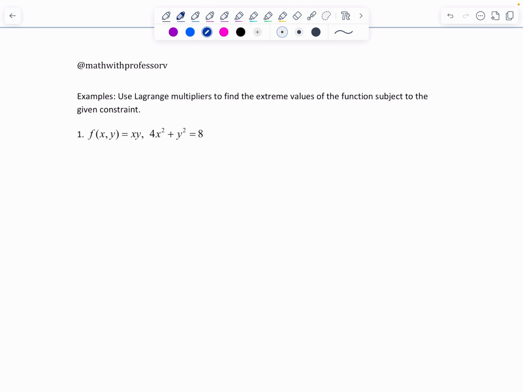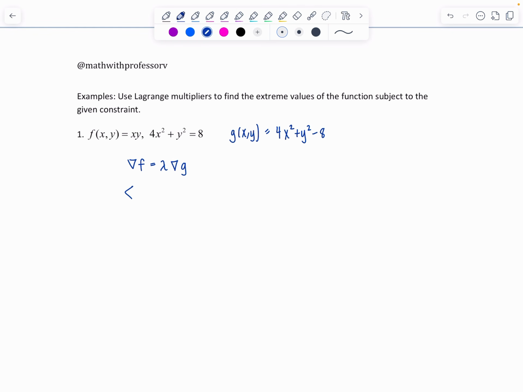Now this constant on the right-hand side is really irrelevant. You could think of g of x y equals 4x squared plus y squared minus 8, but notice when I take the gradient of g, that minus 8 plays no role. So I don't usually even take the time to rewrite it like this because it's pointless. Okay, so let's start off. Gradient of f equals lambda times the gradient of g. What's the gradient of f?